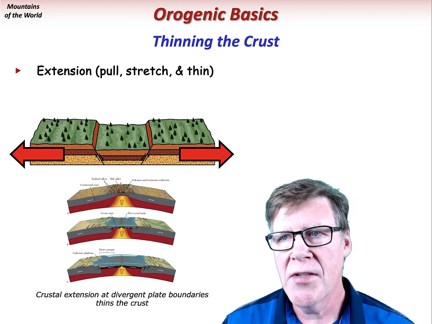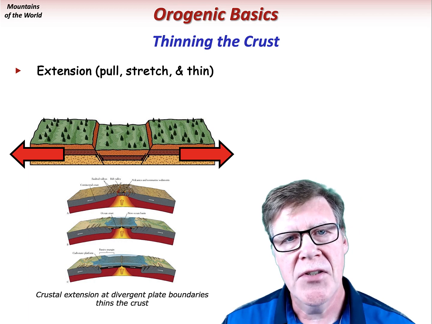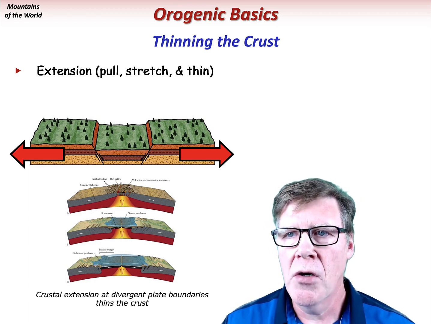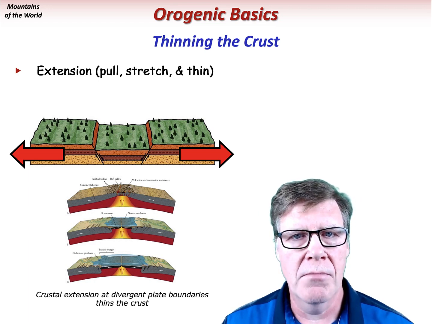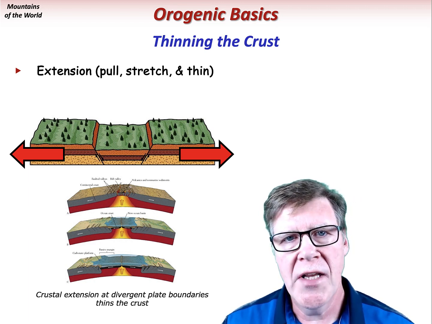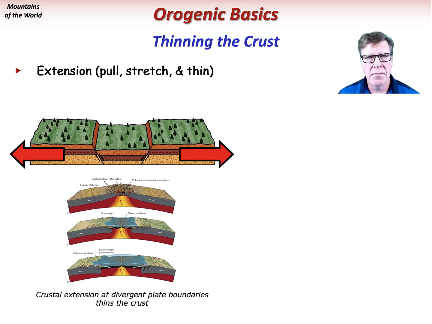But as rifting progresses, the crust eventually is stretched so thin and low that mantle melting occurs and oceanic crust starts to develop. This is how oceanic basins are initially formed.